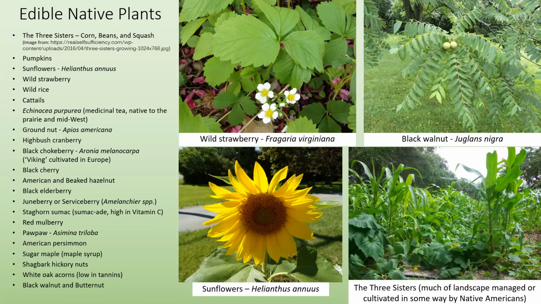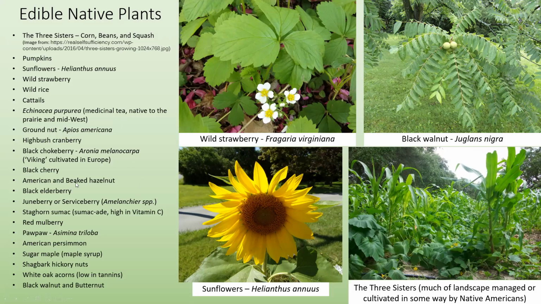Sunflowers are another great one, and wild strawberry, and black walnut. If you have it, that's good, but it can release the chemical juglone into the soil, which can make it harder for other plants to grow around it. So maybe not add it if you don't have it, if you're worried about that.